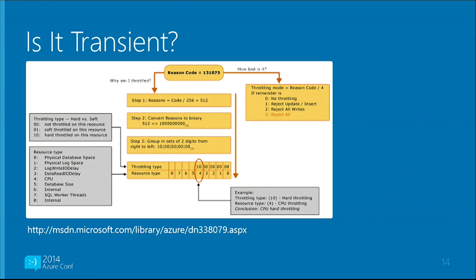If we go over and look to figure out what kind of resource type was being throttled, we'll see 4 maps to CPU. And so we were getting throttled because of our CPU utilization. And our throttling type is a hard throttle on this resource. This gives us the information about why we're getting throttled based on those reason codes. Now this is how we would determine if our exception, if our connection loss, is transient, temporary, or not. And there's an article here on MSDN that walks through how all this works as well. And so there's the link for that.